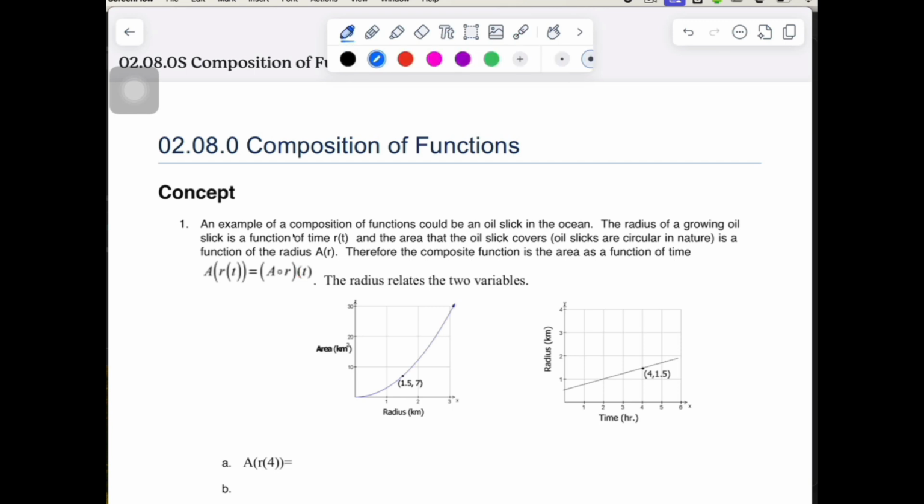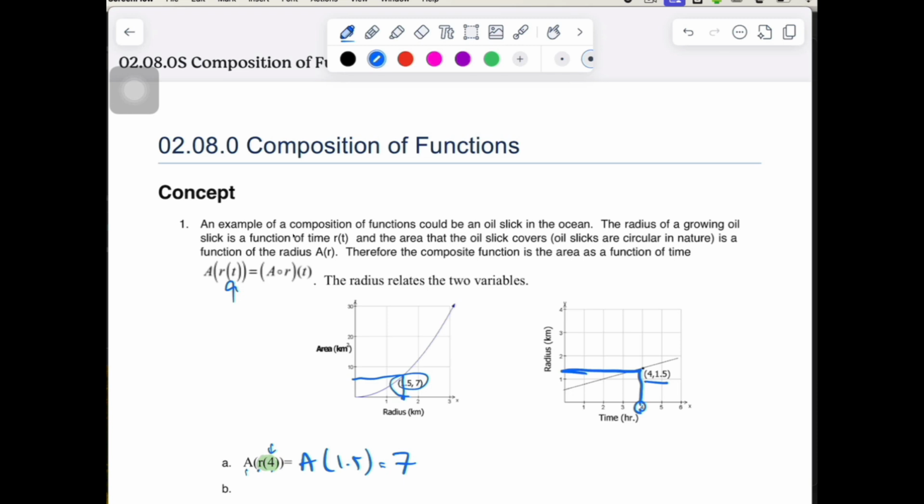Now, if I come along here and I'm going to do A of R of 4, well, this 4 is actually the same as the t here. If I go to my graph here, I can see when it's 4, it is going to be 1.5. So the radius is 1.5. So I can tell that R at 4 is 1.5. Then I move to this graph here, and at 1.5 for my radius, the area is going to be 7. So I use my values and read the graphs, and I can evaluate this.